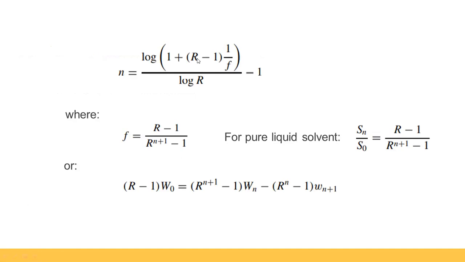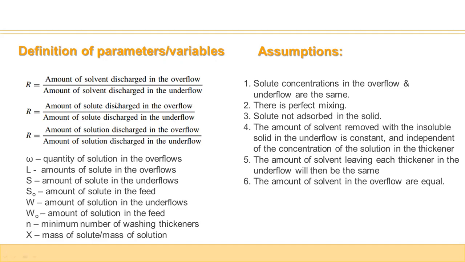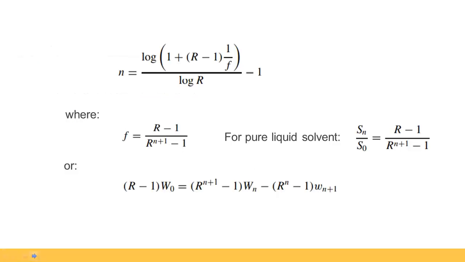Okay? Now, we have this formula for determining the number of washing thickeners, which is dependent on the R. The R is any of the three that was presented to you in the previous slide. But most of the time, that R is this. But if there's a time that this one cannot be determined or it's impossible to determine, you can have any of these two as a replacement. Okay, so you have here the R and the F. The F here is also dependent on the R, as you can see. So this F that you see here is your R minus 1 over R raised to N plus 1 minus 1.